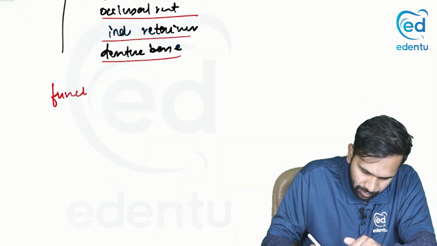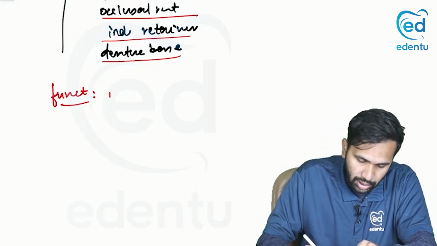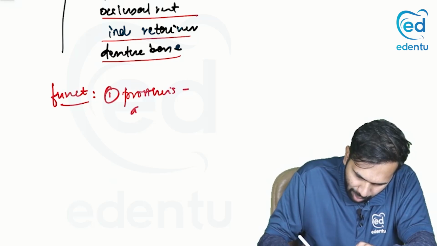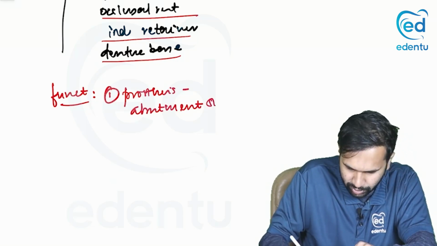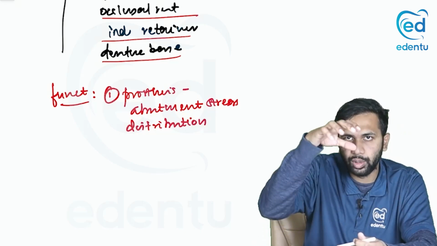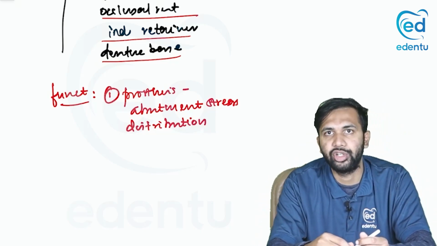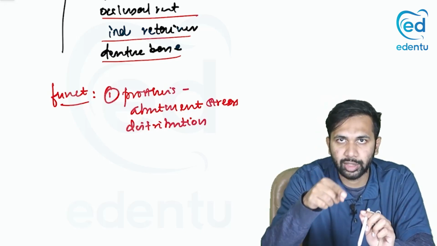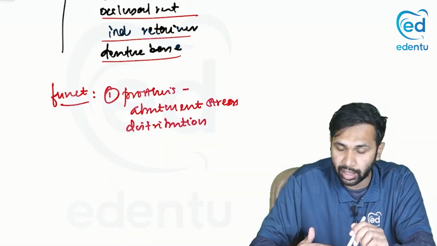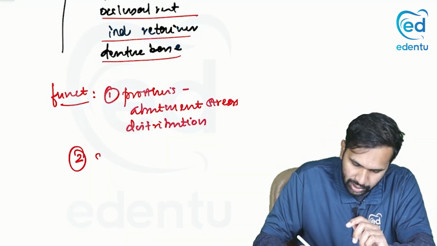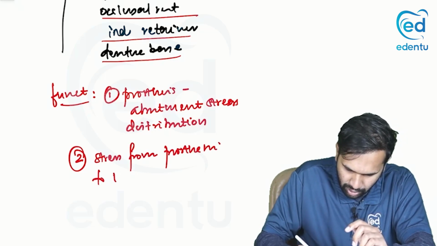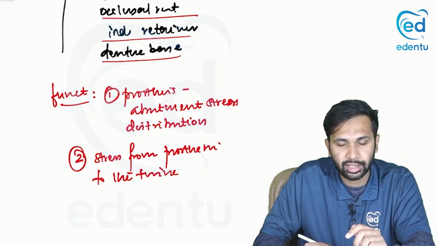So what are its functions? Number one, it provides prosthesis to abutment stress distribution. That is, whatever occlusal force is falling on your prosthesis, the artificial teeth that you're placing on the RPD, has to be transferred to the abutment teeth as well as the underlying alveolar ridge. That is carried out by your minor connector. Second, transferring of stress again from the prosthesis to the tissue, as discussed.